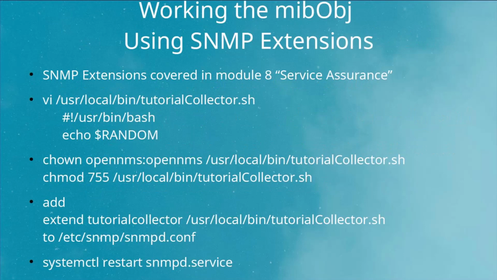To create a data source from which to collect metrics, this video will use SNMP extensions. SNMP extensions were covered in Module 8, Service Assurance. A shell script, /usr/local/bin/tutorial-collector.sh, will be created that generates a random number. A tutorial collector extension will be added to snmpd.conf, and the snmpd service will be restarted.